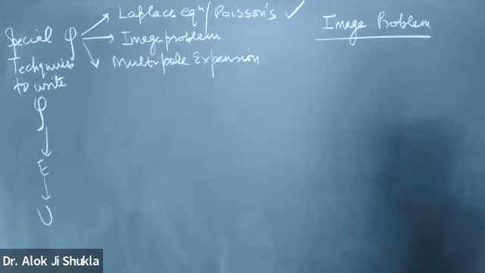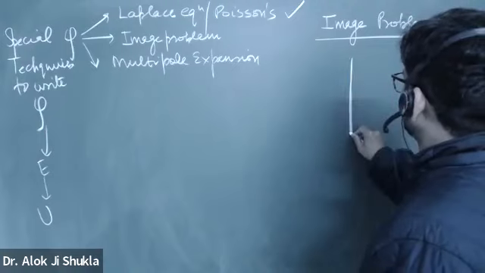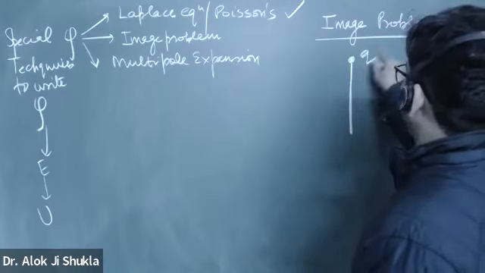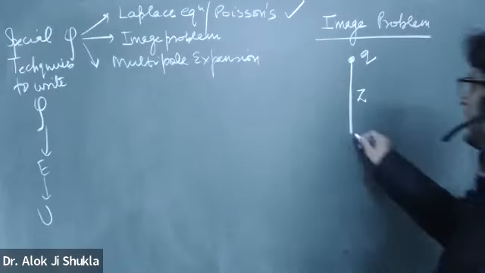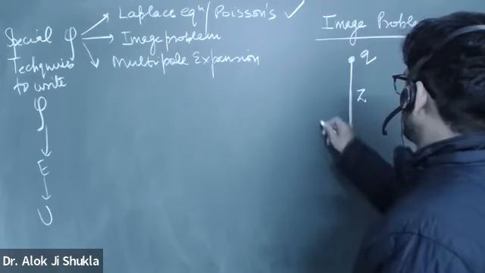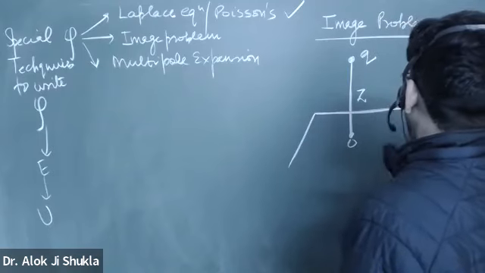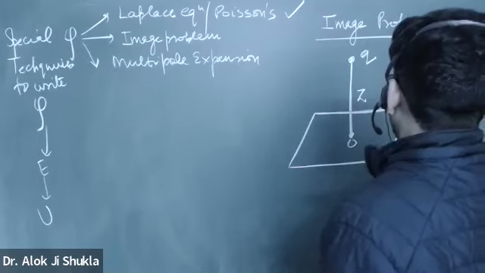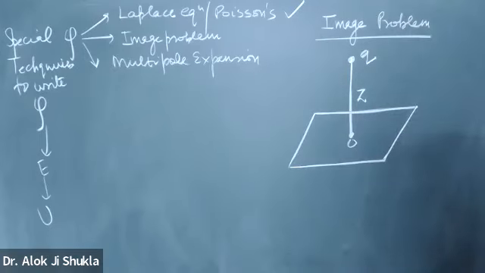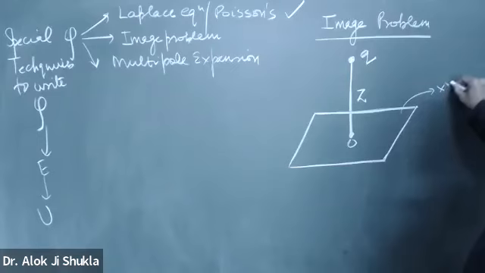The problem is as follows. Suppose this is the Z axis and a charge Q is kept here at a distance Z from the origin. And this is the origin. And a sheet is given like this. So this is which plane? XY plane.